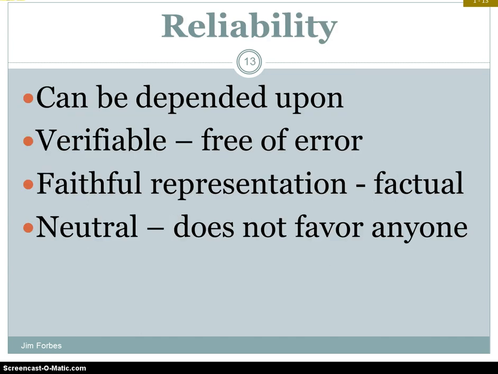Reliability must be free of error. Faithful representation. The hardest part for a CFO or a chief financial officer or an accountant is the neutrality. And the reason why that's so hard is often management will try to pressure you to put the most favorable spin on the financial presentation. And you can't do that. And that's the hard part.